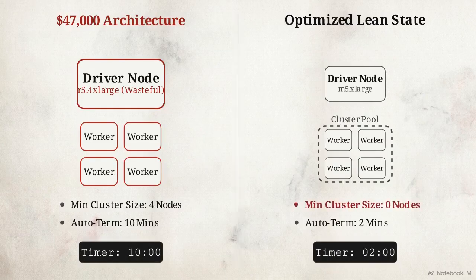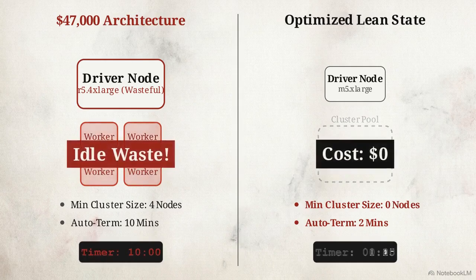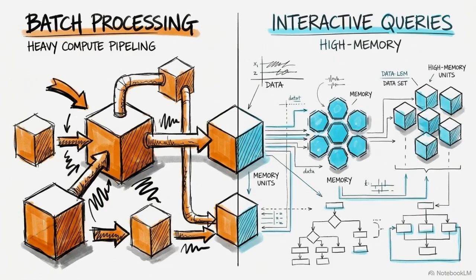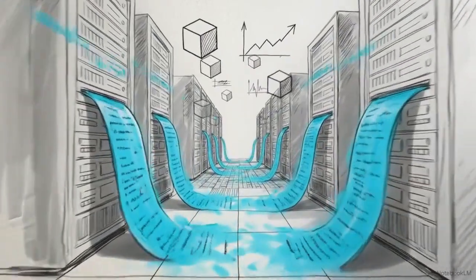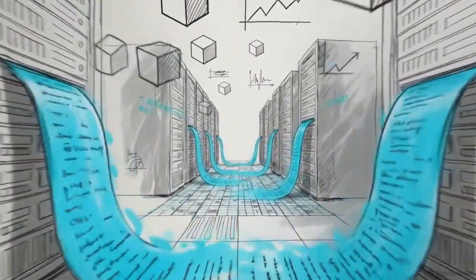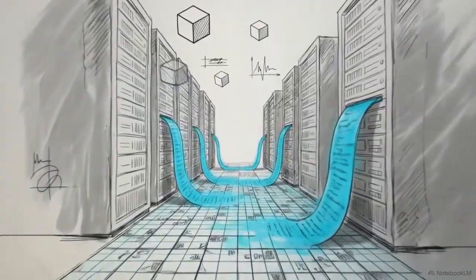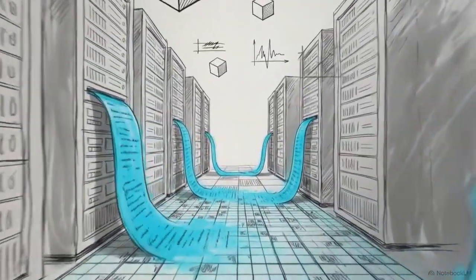Immediate budget reduction begins with two actions: dropping minimum cluster sizes to 0 for development and enforcing aggressive 2-minute auto-termination policies. Engineers must match instance families to specific workloads, using C-series for ETL and R-series for interactive analytics, to prevent the waste inherent in a one-size-fits-all approach. Effective Spark cost optimization requires a continuous engineering discipline that matches software execution mechanics to bare metal realities.